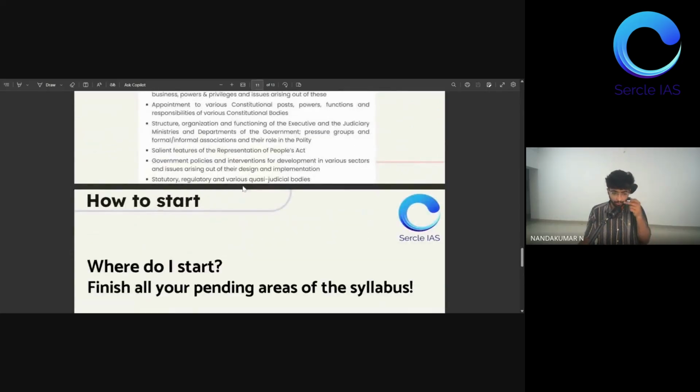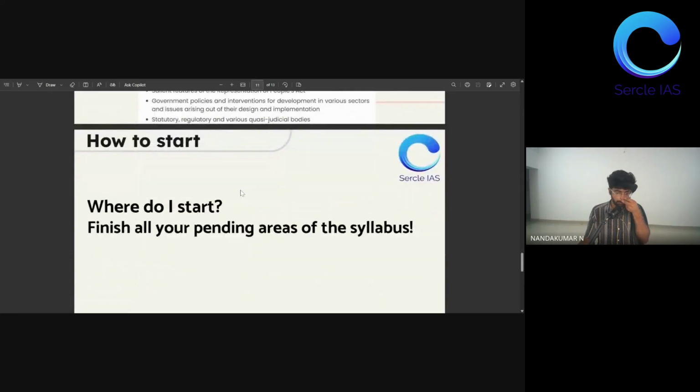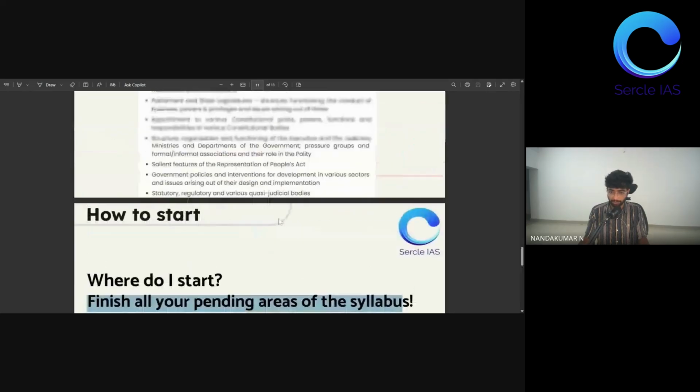Now, how to start? Where do I start? Because this seems very vast and huge. So first you go and finish all your pending areas of the syllabus. You have the syllabus with you.